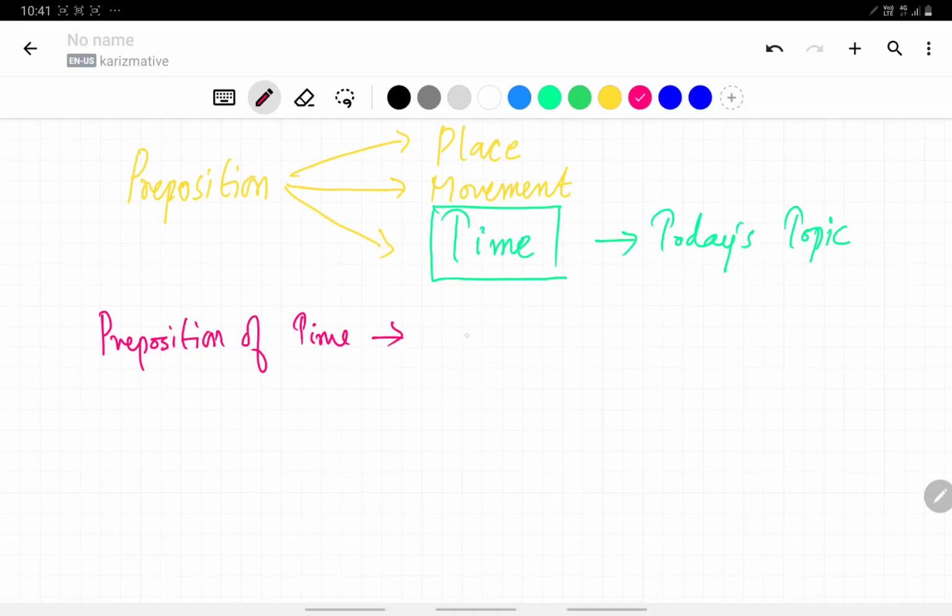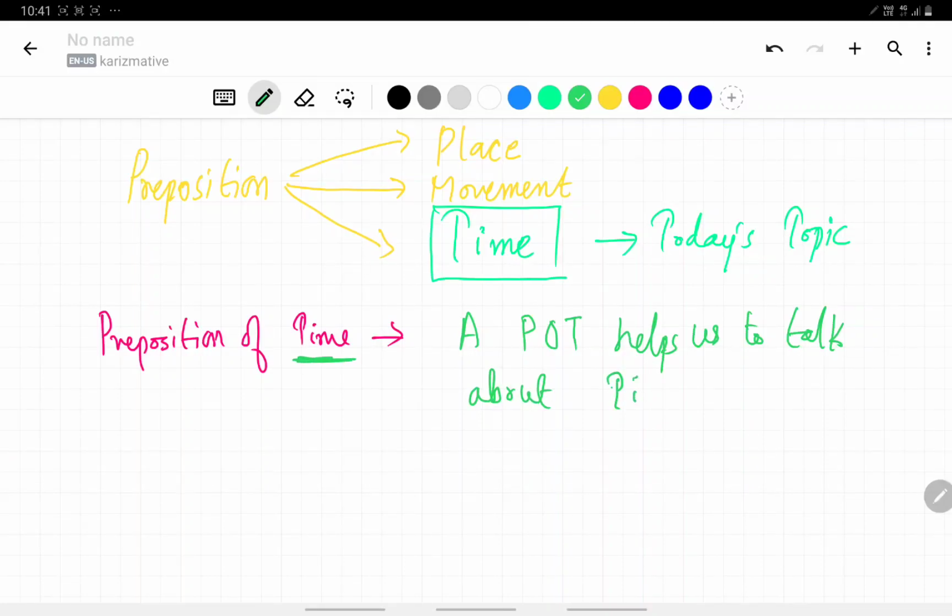Again, we will start with the short form. And what is your short form? A POT, pot. A POT helps us to talk about what? What we are studying today. Yes, very important. It explains the time. So the preposition of time helps us to talk about time.